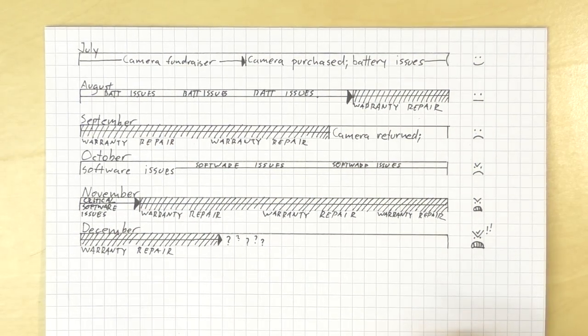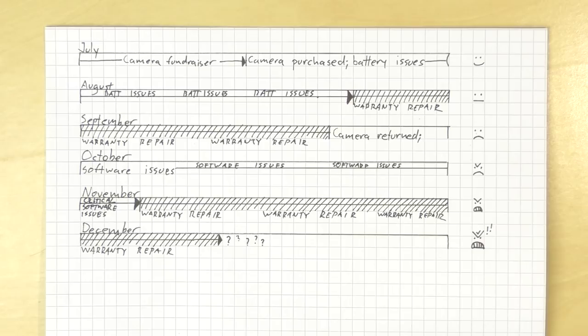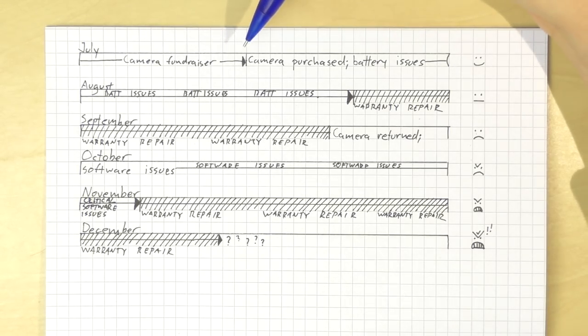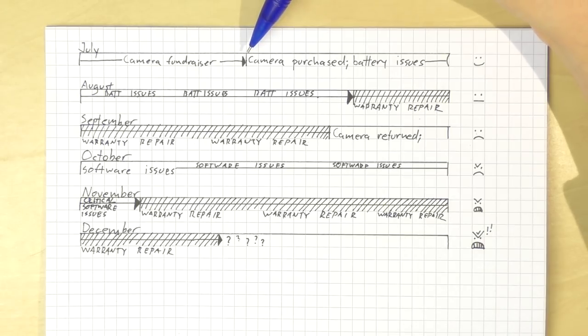So earlier this year, I ran a fundraiser for a Canon 800D, which raised a fair bit of money out of your pockets, and I'm very happy about that. On July 14th, I purchased the camera. It arrived, and I was happy to see it, but it had a manufacturing defect.